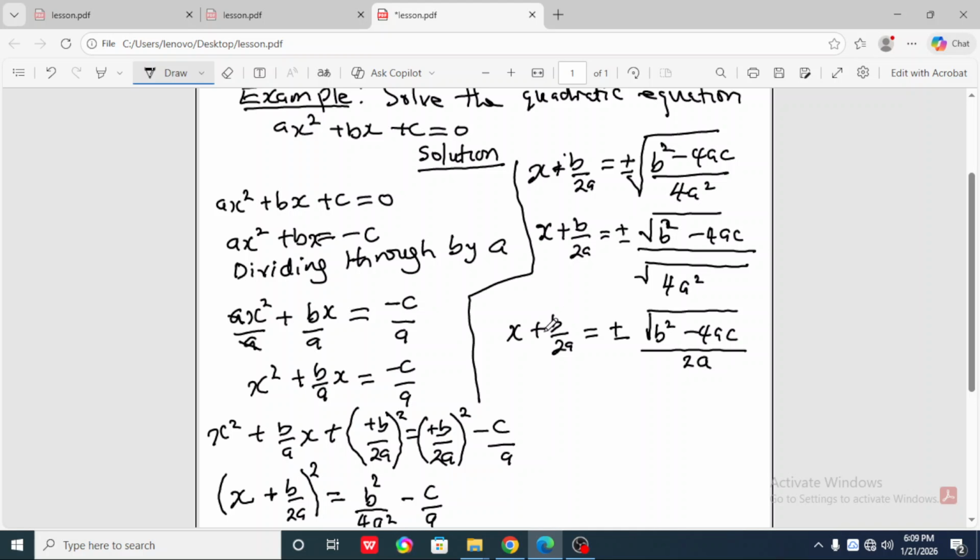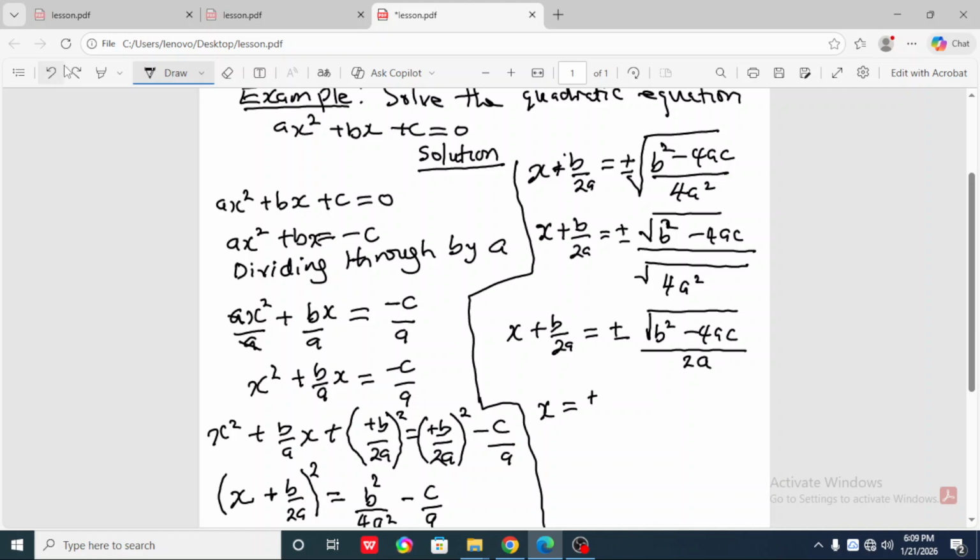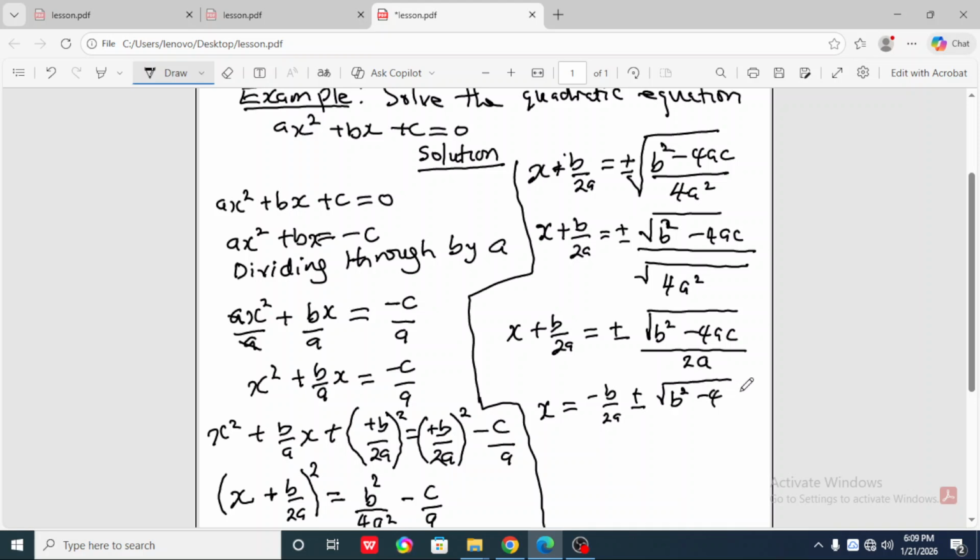So now we can move this one. Since it's x we are looking for, x is the unknown, so we are going to move this plus b over 2a to the other side. So we are going to have x is equal to, when it crosses it's going to be negative. So we have to have minus b over 2a, then plus or minus square root of b squared minus 4ac over 2a. So when it crosses it has become negative.